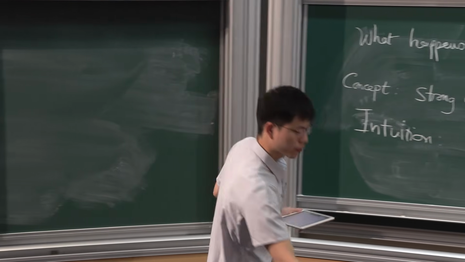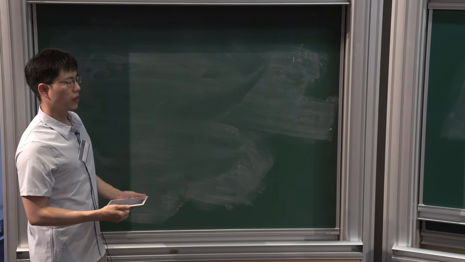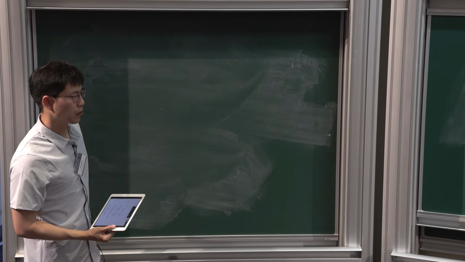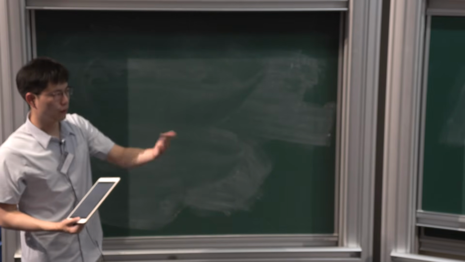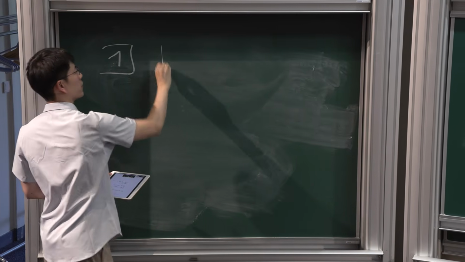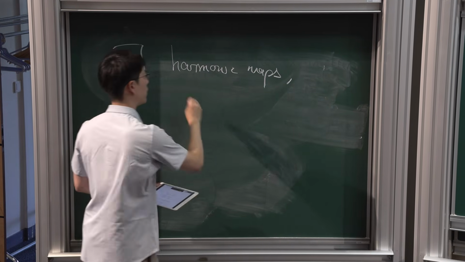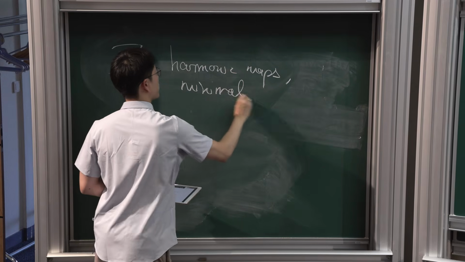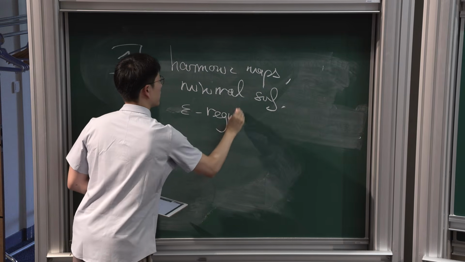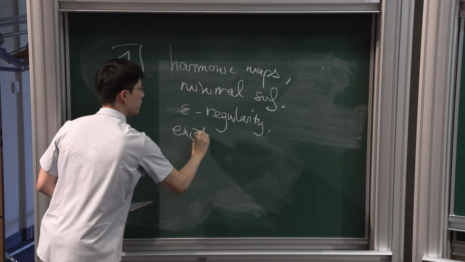Okay, so now I'm going to talk a little bit about organization. What am I going to do in the next few hours? Again, the idea is to talk about things that could be useful for a lot of people. So what I chose to talk about is harmonic maps and minimal surfaces a bit, something called epsilon regularity, and some existence theory.